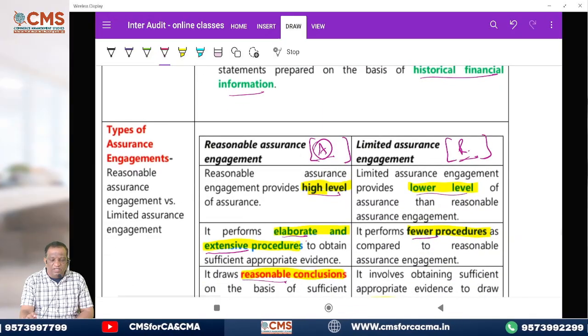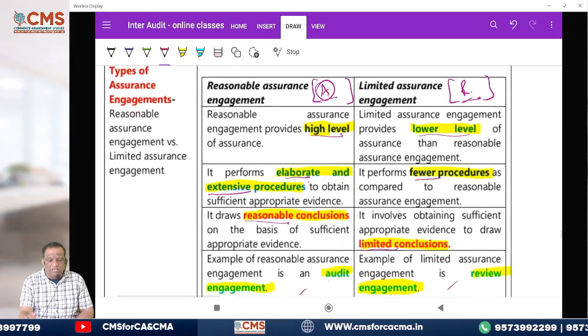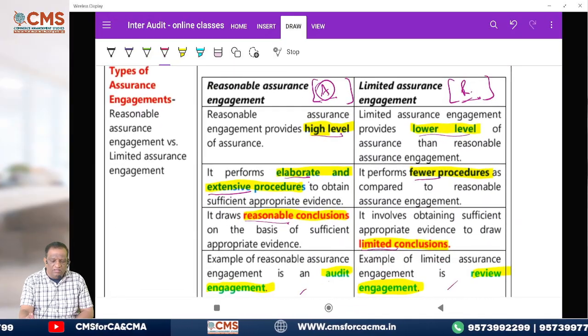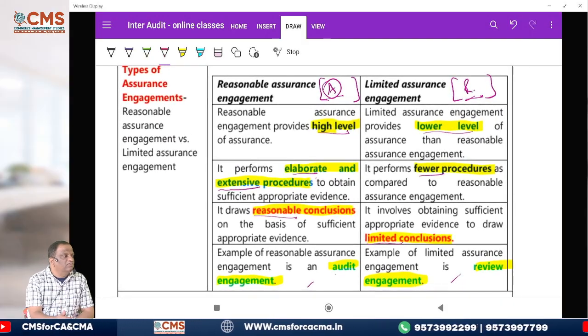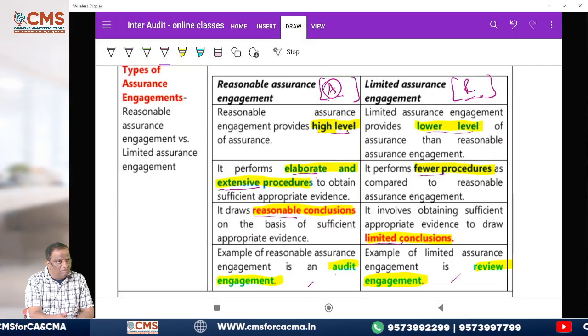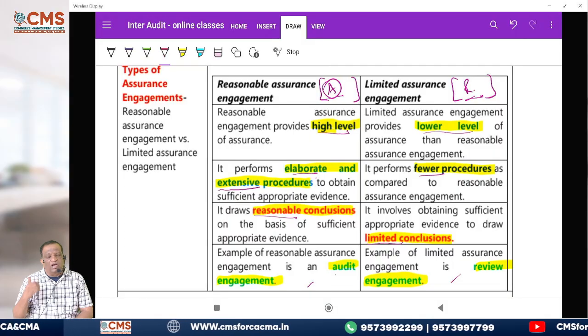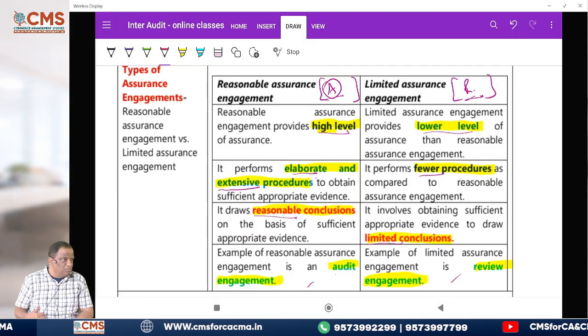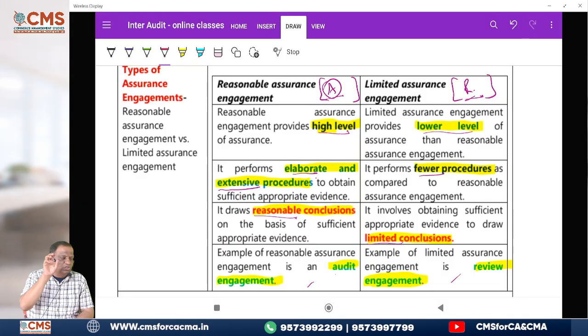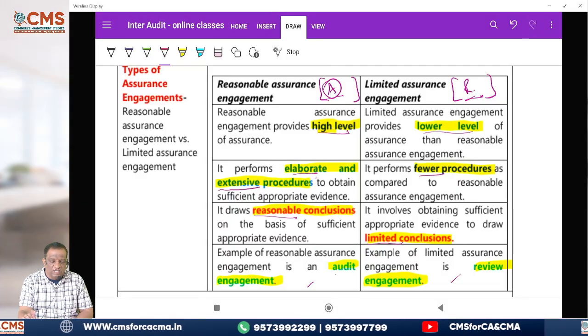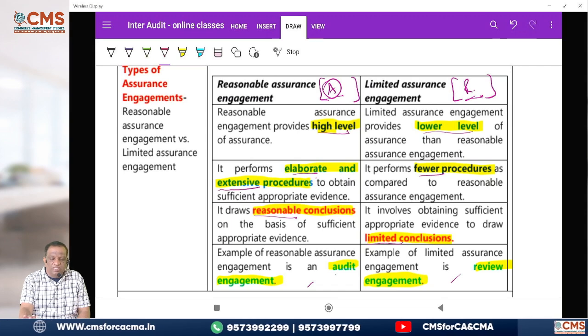Now, if you look at reasonable assurance and limited assurance engagement, and even talk about the weightage from the exam, whatever we have been discussing for the last 10 or 15 minutes is where you have a higher probability of questions coming. So that is why I am repeating this more, whereas I was not so repetitive in the first few concepts.